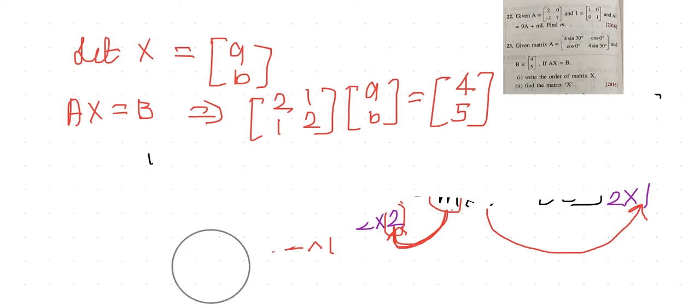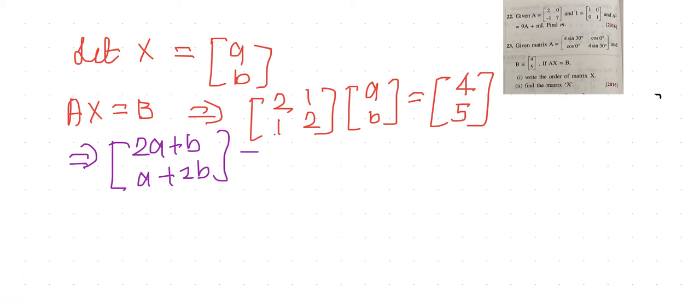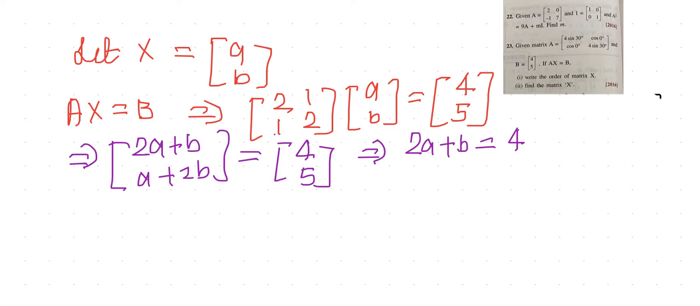Okay, we'll just erase this part. And then you will be writing, this implies, 2 into a plus b, and then here 1 into a plus 2b is equal to [4, 5]. So this further implies that 2a plus b is equal to 4 and a plus 2b is equal to 5.